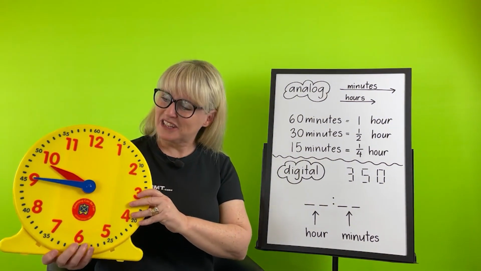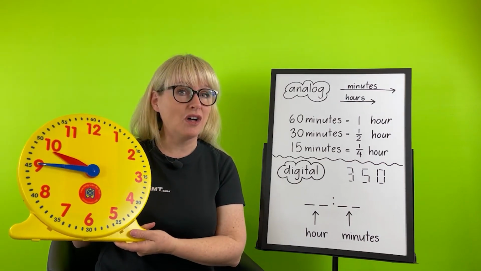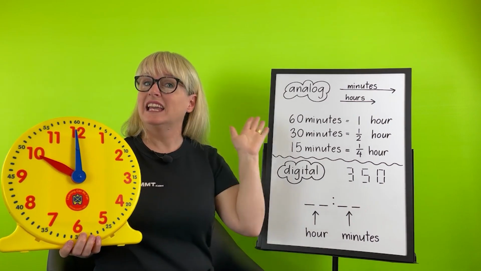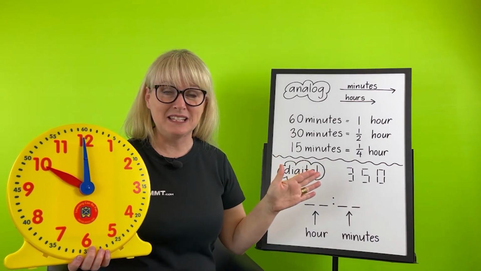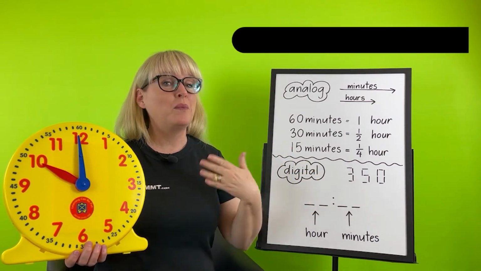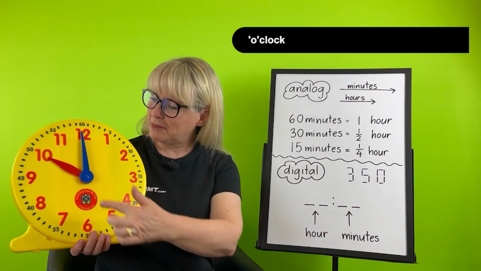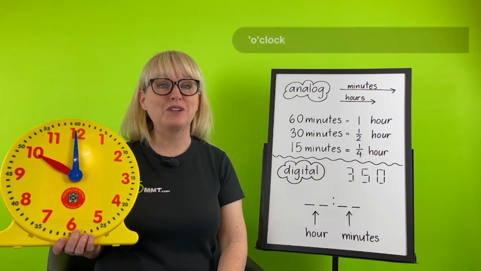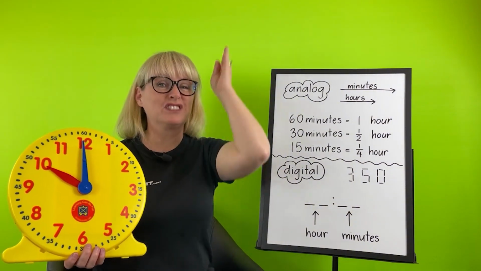So let's have a look at an analog clock here. Now you can see that if we've got our long hand pointing right up to the very top, it's saying it hasn't even started any minutes past. It's 0. And we call that o'clock. Now because our little hand tells us the hour, this would be 10 o'clock. My long hand is pointing straight up.